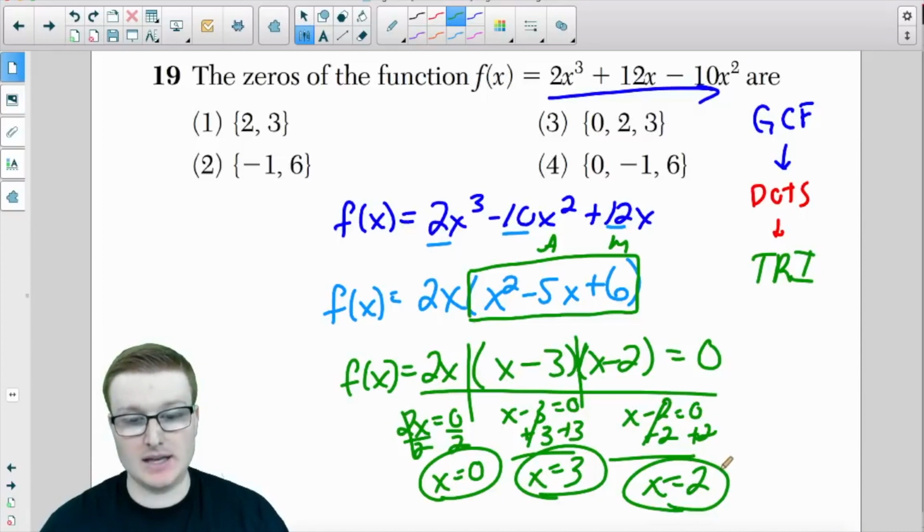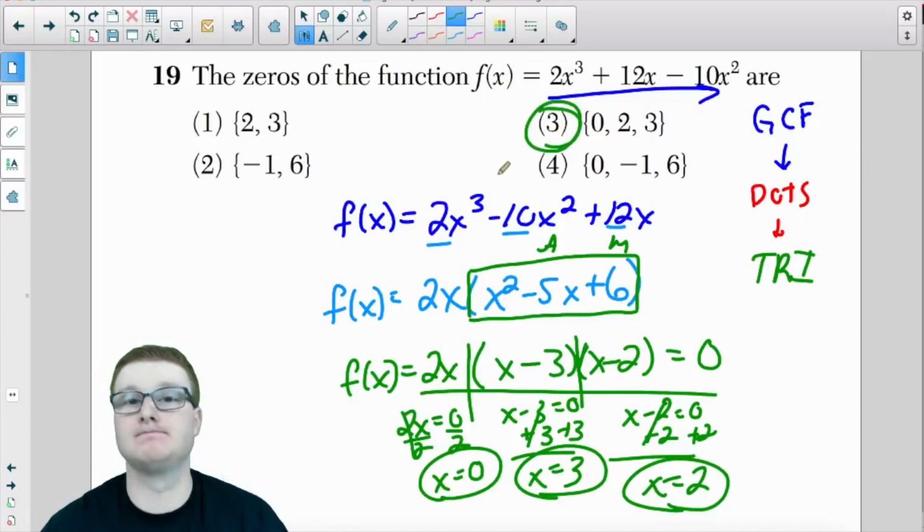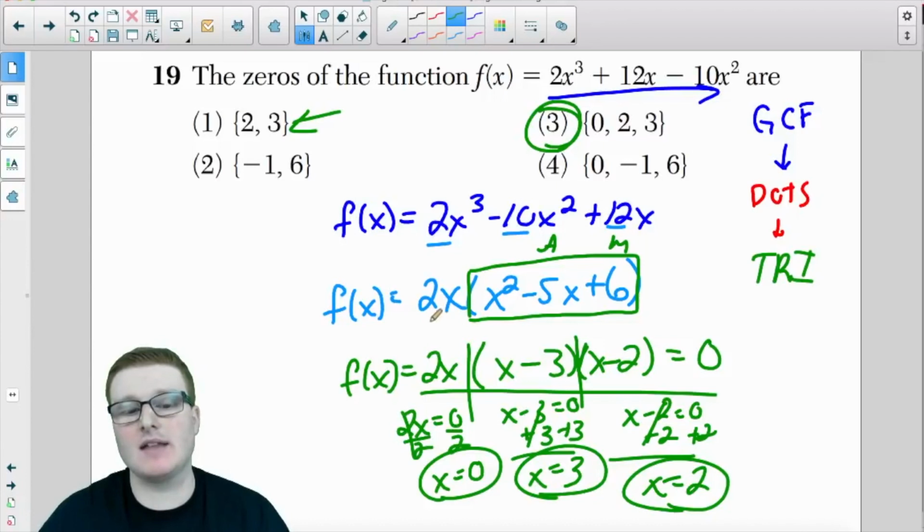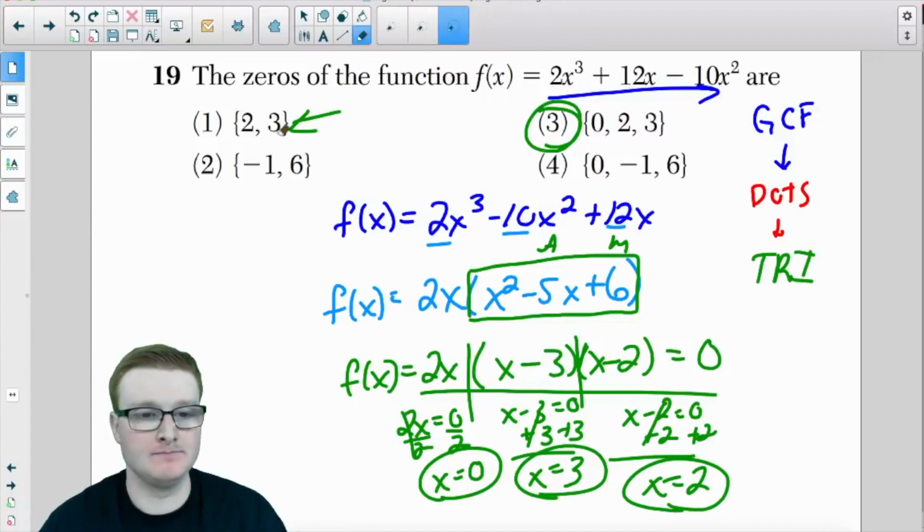And that's it. So we get 0, 3, and 2. Your answer is choice 3. Okay? Do not forget about that x over there, because many of you probably went for that answer right there, but just keep in mind that 2x has to be set equal to 0 as well.